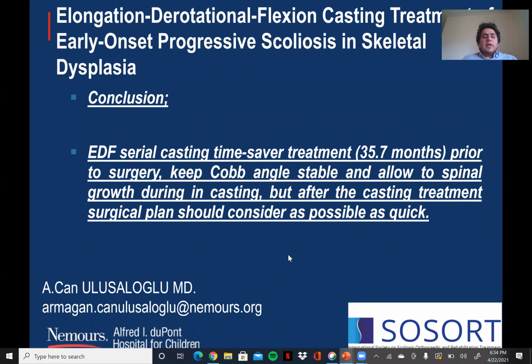In conclusion, EDF serial casting is a time-saving treatment, 35 months, prior to surgery. It keeps the curve angle stable and allows spinal growth during the casting. But after the casting treatment, the surgical plan should be considered as quickly as possible.